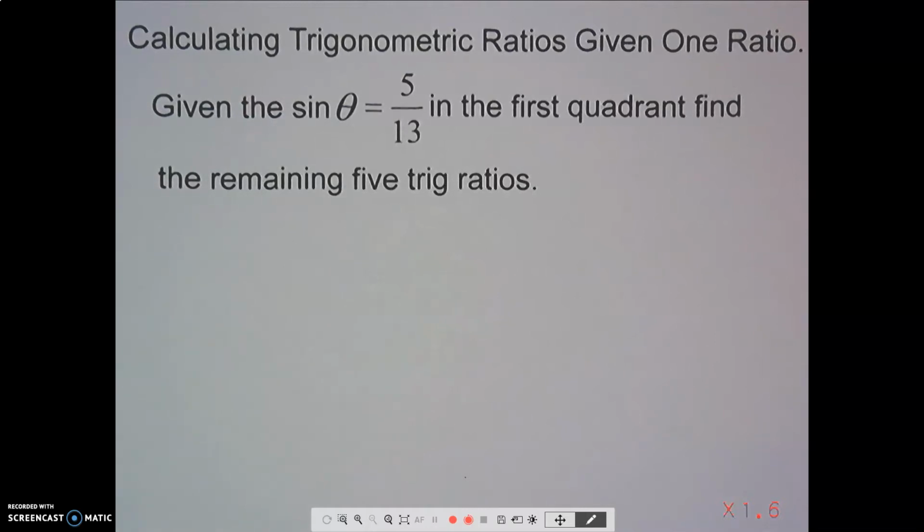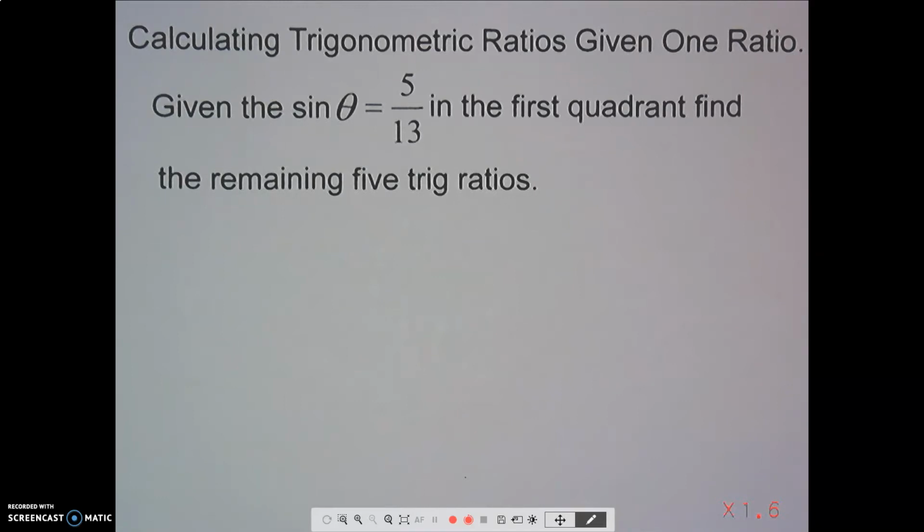Today we're going to be calculating trigonometric ratios given one ratio. Everything we've seen so far has been on the unit circle. What happens if they're not? We're going to be given one of them, and then we're going to have to use that information, and only that information, to find the remaining 5 trig ratios.